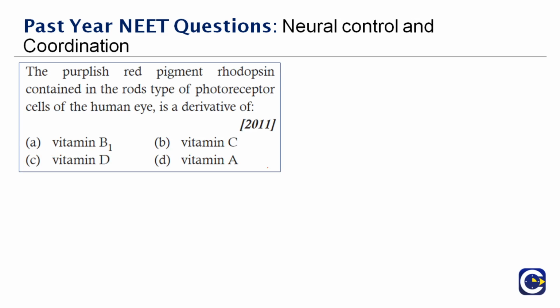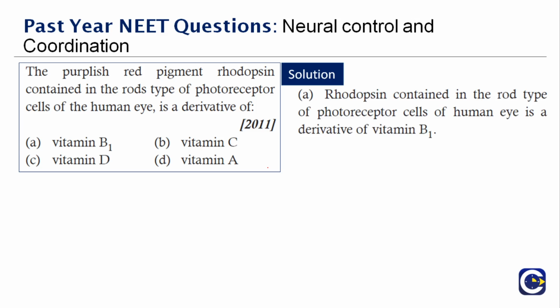Next question here. The purplish red pigment rhodopsin contained in the rods type of photoreceptor cells of human eye is a derivative of dash. So rhodopsin is contained in the rod type of photoreceptor cells of the human eye, and that is a derivative of vitamin B1. Therefore, the right answer to this question is option A.